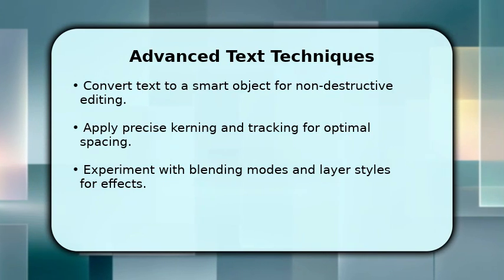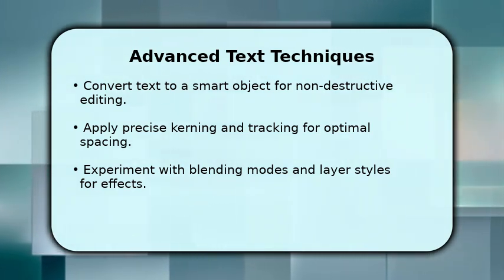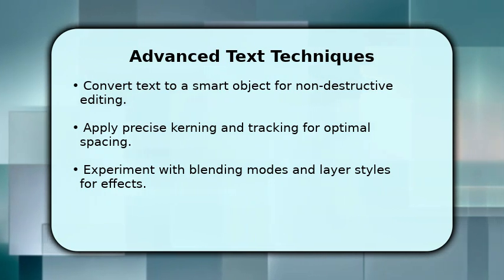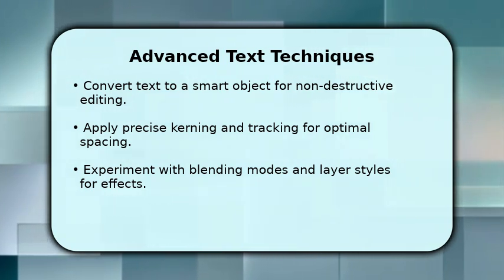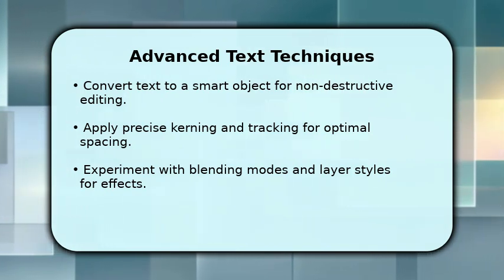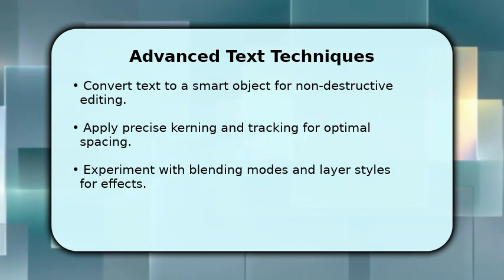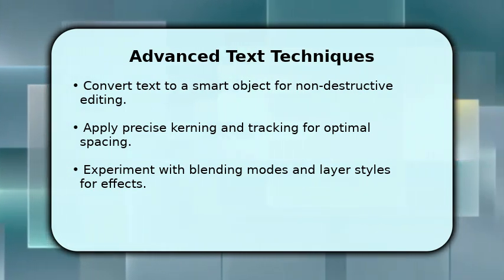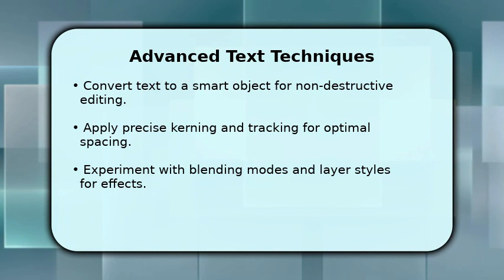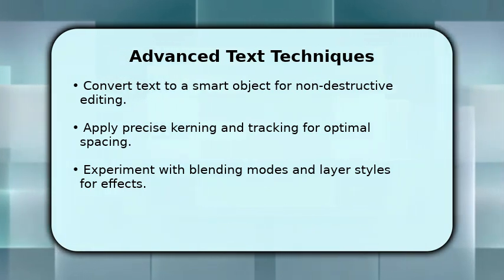Next, let's explore some advanced techniques. Converting your text to a smart object allows for flexible, non-destructive edits, preserving original quality. We'll then fine-tune spacing with kerning and tracking, ensuring perfect letter and word distribution. Finally, discover how blending modes and layer styles can add depth and unique visual effects to your text, transforming its appearance dramatically. These steps will elevate your designs.